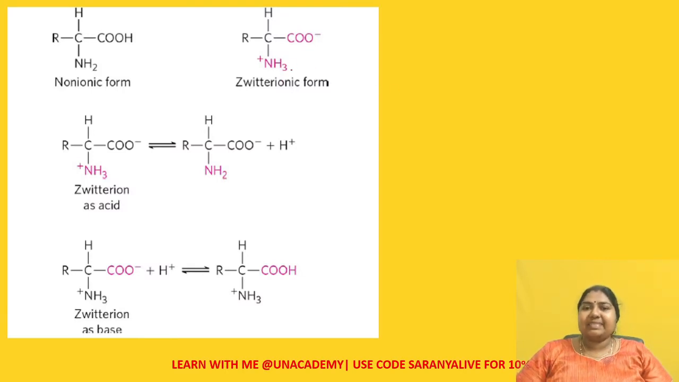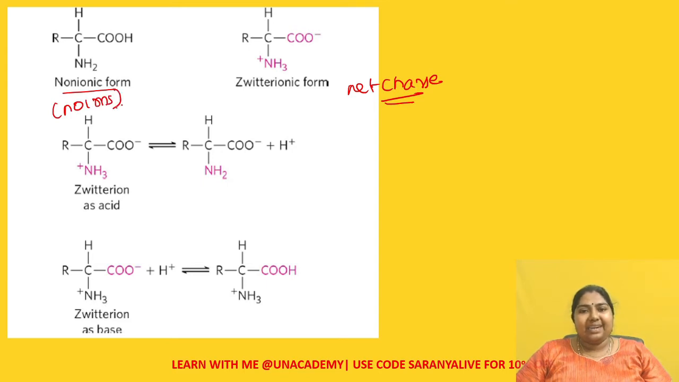Zwitterion form means the net charge becomes 0. I am not saying that it is in a non-ionic form. That is different. This is going to be the non-ionic form, which means no ions are there. But what definition did I give you? The Pi is the pH where the net charge becomes 0.